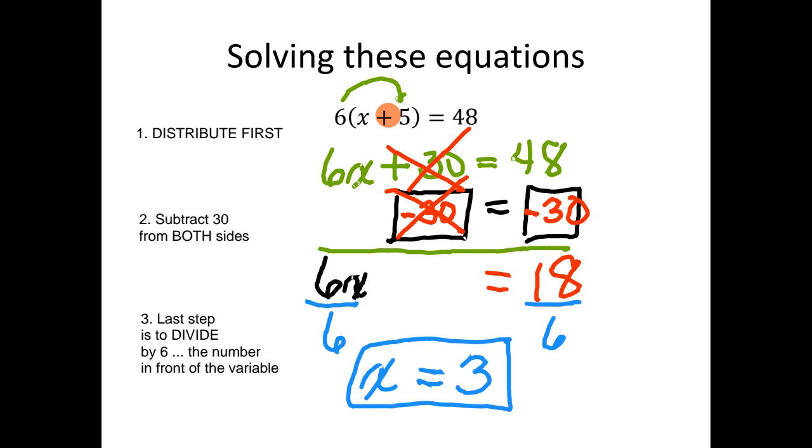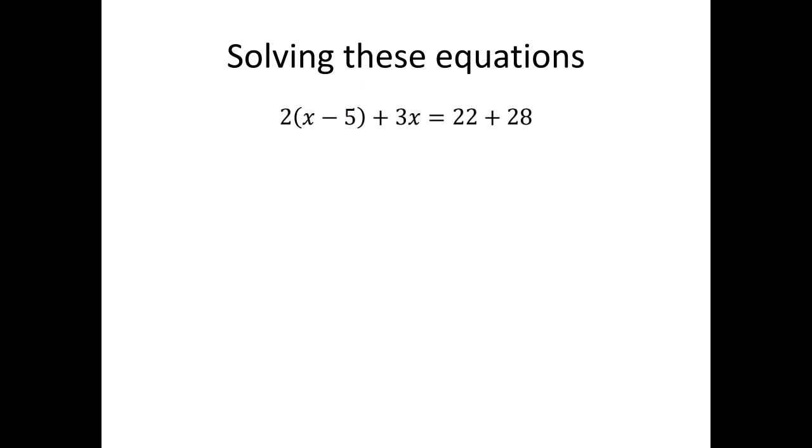Now, let's go a little further. Okay, now, this one. There's a little more steps with this one. We are going to distribute first because I have a parentheses. This is going to give me 2x minus 10, because 2 times 5 is 10, plus 3x is equal to 22 plus 28.